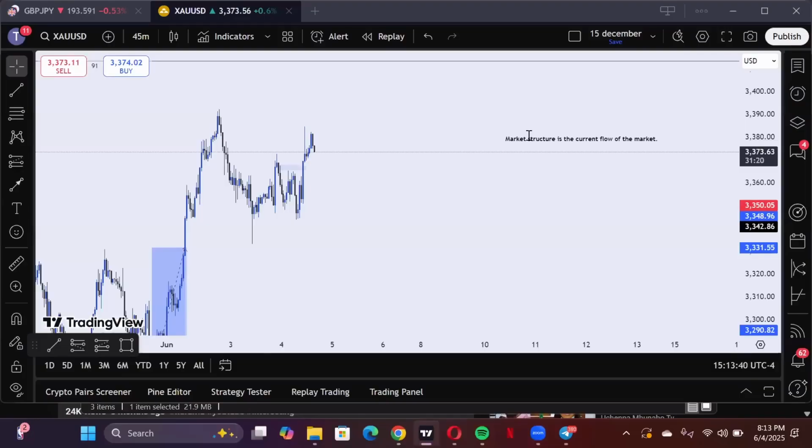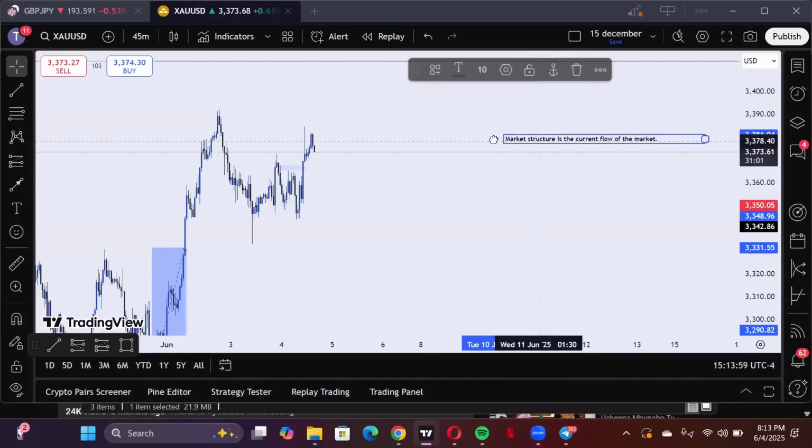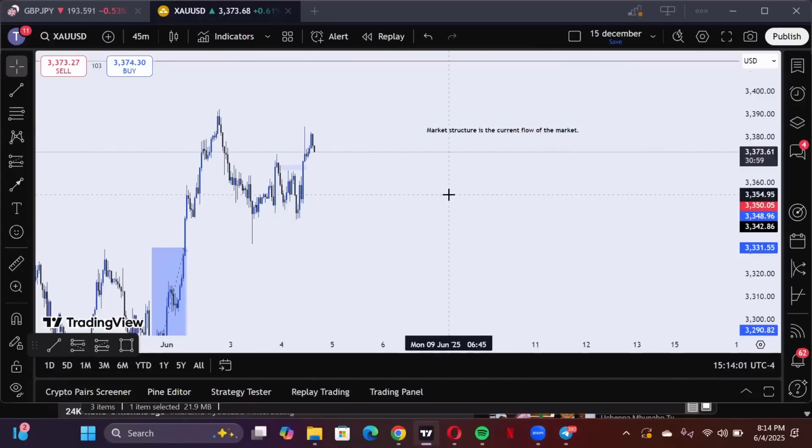Now, there are three ways that market makes its movement, under two categories. First, we have the trending market, and secondly, we have the ranging market. So the three ways are the uptrend, the downtrend, and the ranging market. That is under market structure. Either market is trending to the upside or market is trending to the downside.